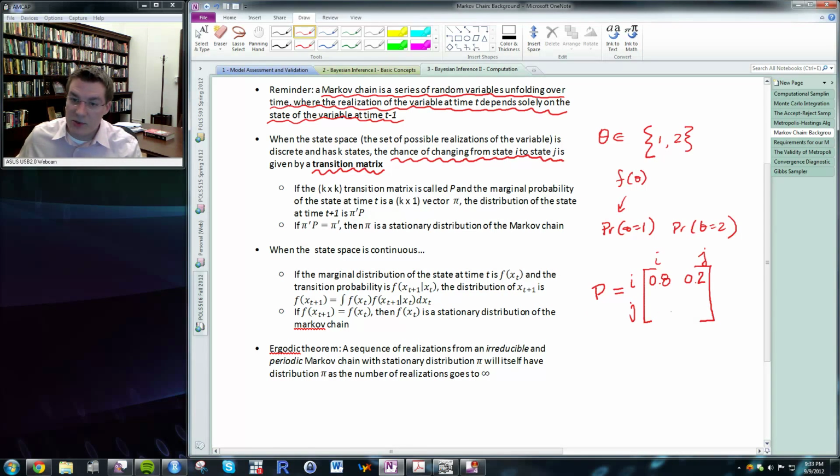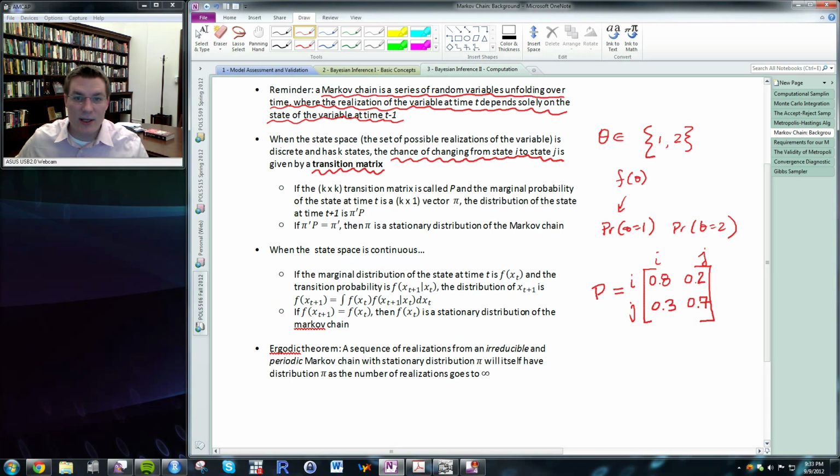The probability from j to i does not necessarily have to be symmetric with the probability of going from i to j. For example, we could say that the probability of going from j to i is actually higher, maybe 0.3, maybe even higher yet, 0.4, 0.5. And the probability in this case of staying in j, if we started in j, would be 0.7. So a transition matrix in a Markov chain tells us how likely we are to move from one state to the next.